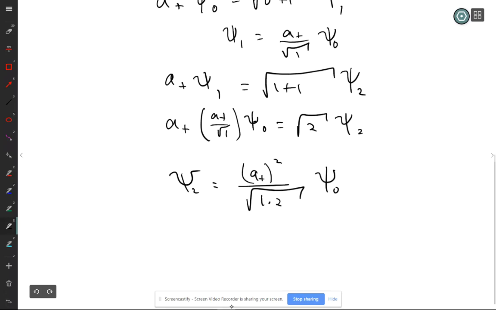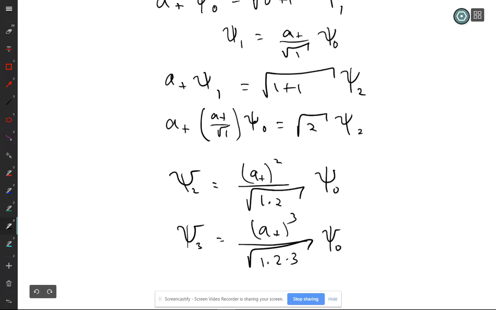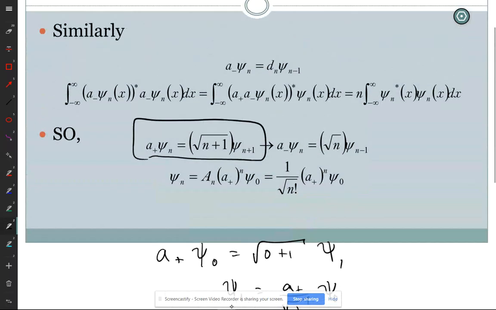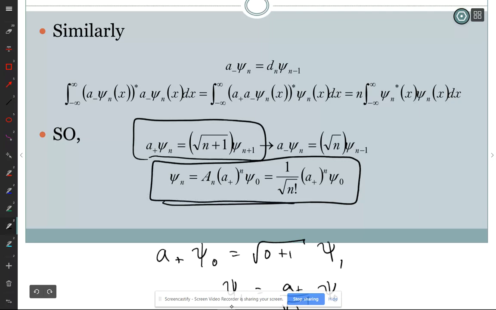And if I kept going, I find psi 3 is equal to A plus cubed over square root of 1 times 2 times 3 psi 0, and so on. This pattern doesn't become clear until you get to the third one. And you see, wow, in the denominator, I'm just going to have the square root of n factorial. In the numerator, I have A plus to the nth power.